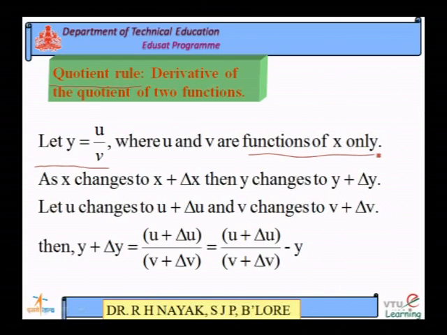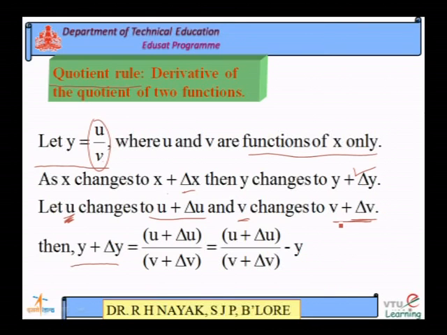According to first principle rule, we have to increment both x and y. As x is incremented to x plus delta x, automatically y changes to y plus delta y, and u changes to u plus delta u, and v changes to v plus delta v. We have applied for both. See, y plus delta y is equal to u divided by v, u becomes u plus delta u, v becomes v plus delta v.